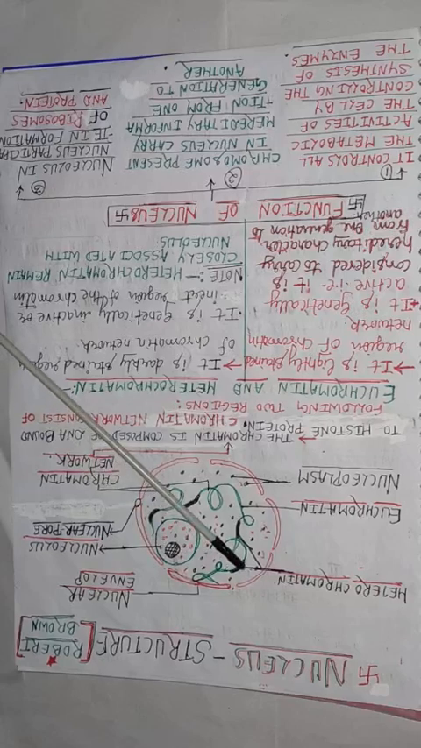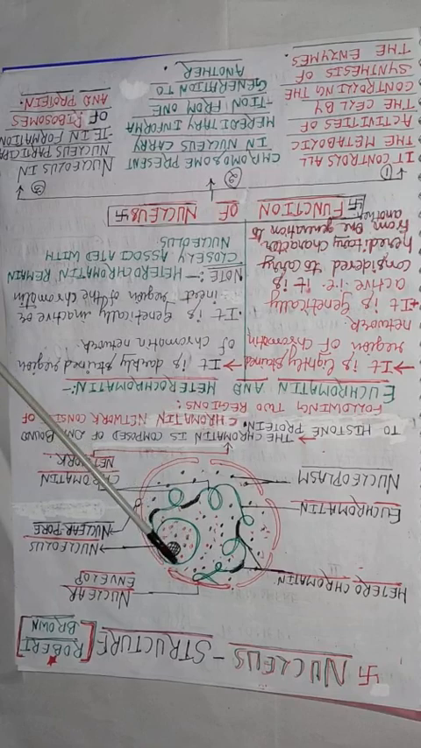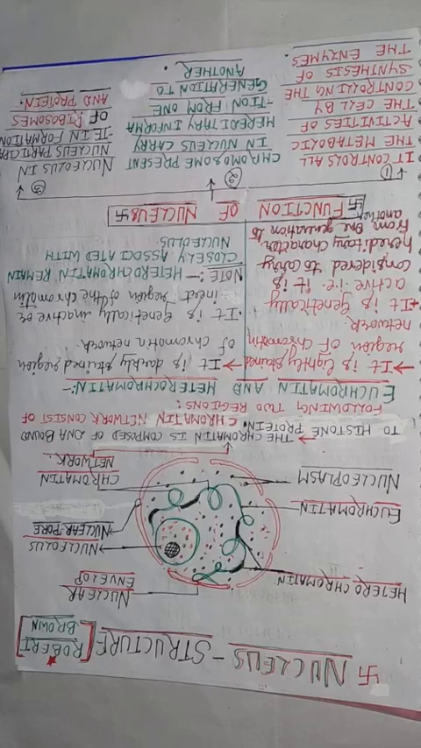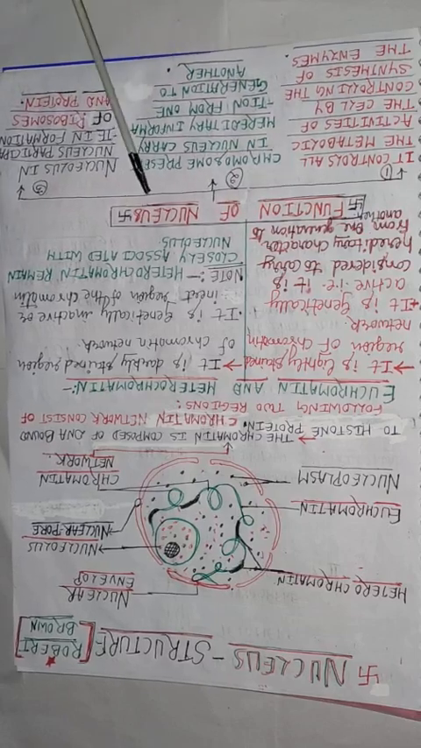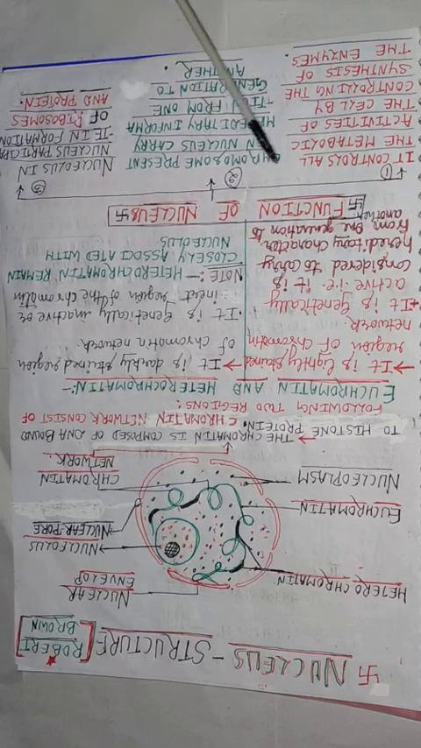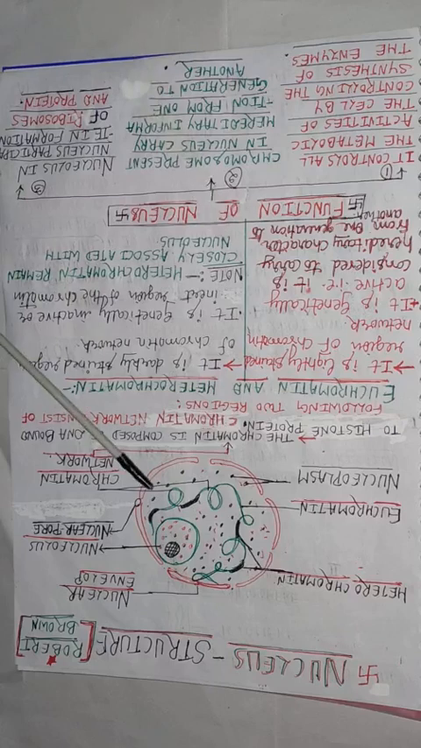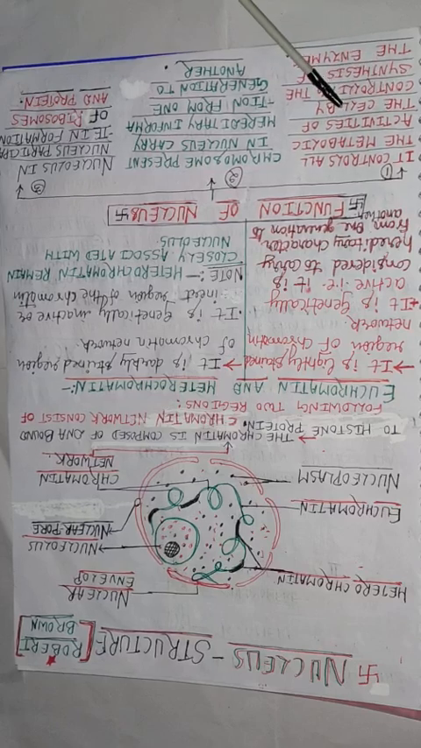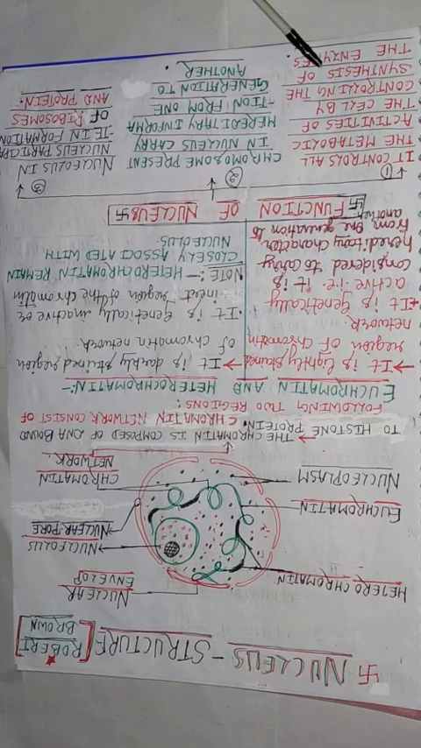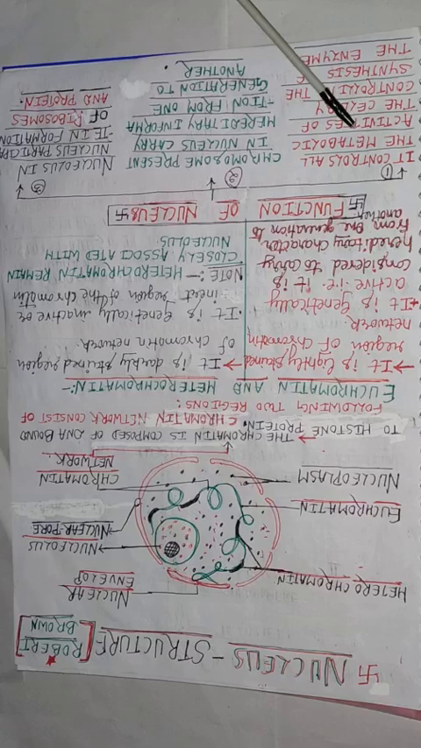It is said that heterochromatin remains closely associated with the nucleolus. Now student, what is the function of the nucleus? The first important function you have studied in your basic class. This is the brain of the cell. It controls all the metabolic activities of the cell by controlling synthesis of the enzyme, isn't it? That is why it is called the brain of the cell.